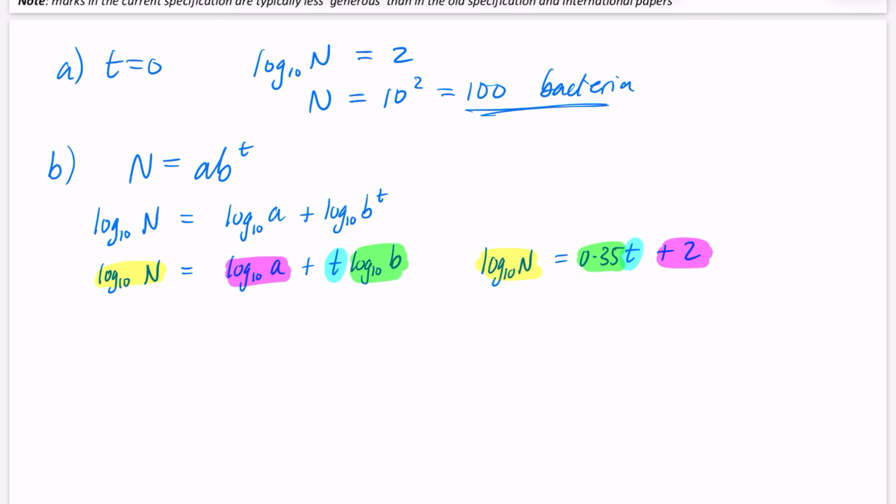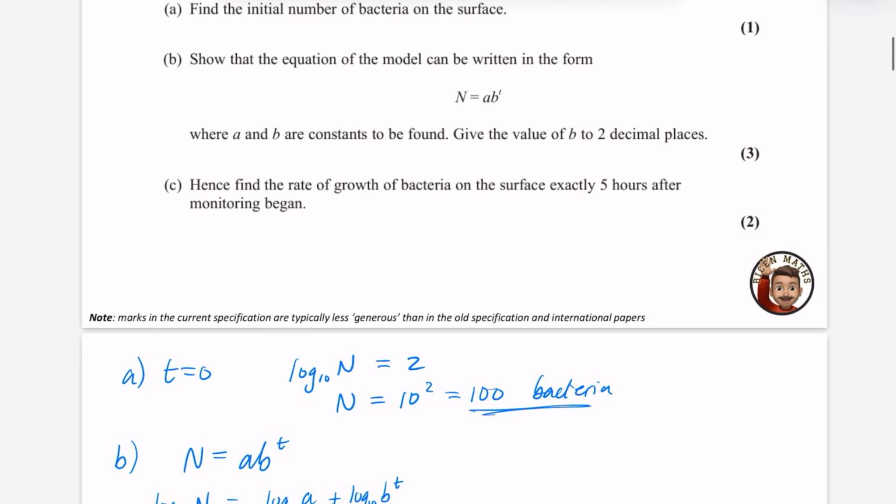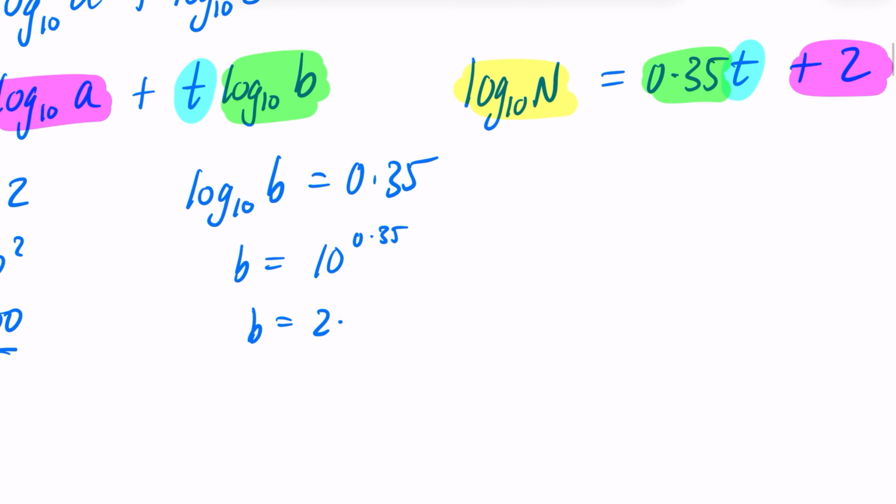So doing that comparison, we can clearly see the interesting ones are that log base 10 of a is equal to 2, and log base 10 of b is 0.35. Using our knowledge of logarithms, a is 10 to the power of 2, it's 100, and b is 10 to the power of 0.35, and on my calculator, to 2 decimal places, 10 to the power of 0.35 is 2.24.